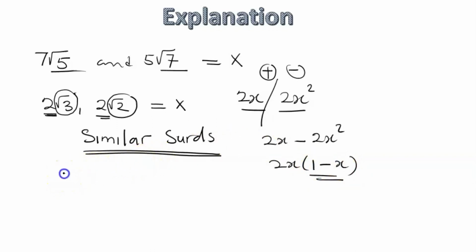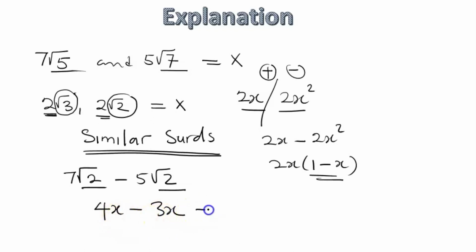For example, I have 7 root 2 minus 5 root 2. Now, what can I do in this case? I'm just bringing this up, but we are still going to look into it in detail. We have root 2 and root 2, so these two are similar. Then you can subtract them, just like if I have 4x minus 3x. Why can I say the answer is x? Because these two are similar, so I can subtract them. I believe we are understanding what similar surds is all about.